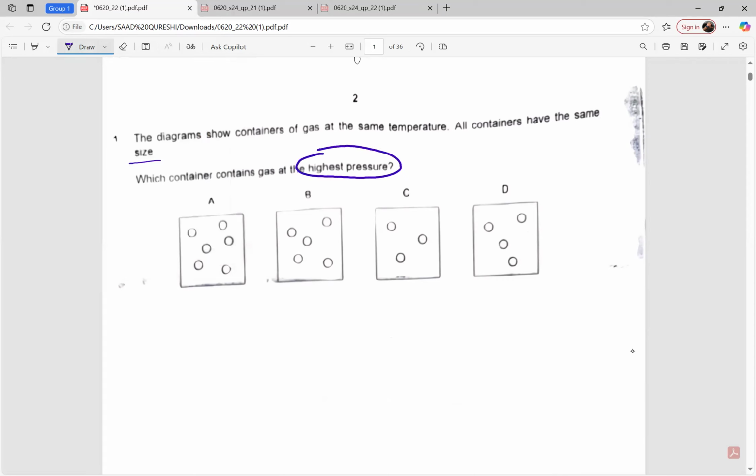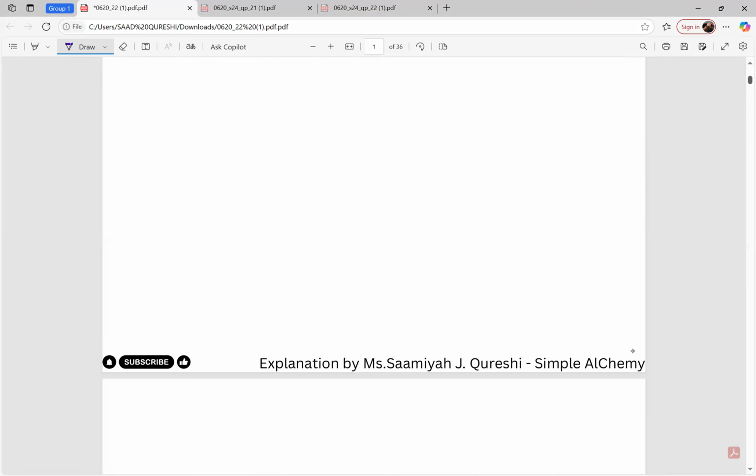Now, the gases which are at highest pressure, if we apply the pressure, the particles of those gases will come together, they come close to each other. So A is the answer in which the particles are closer to each other. So if the particles are close to each other, then they collide more with each other and with the walls of the container. And that's how they will increase the pressure. They will exert more pressure on the container.